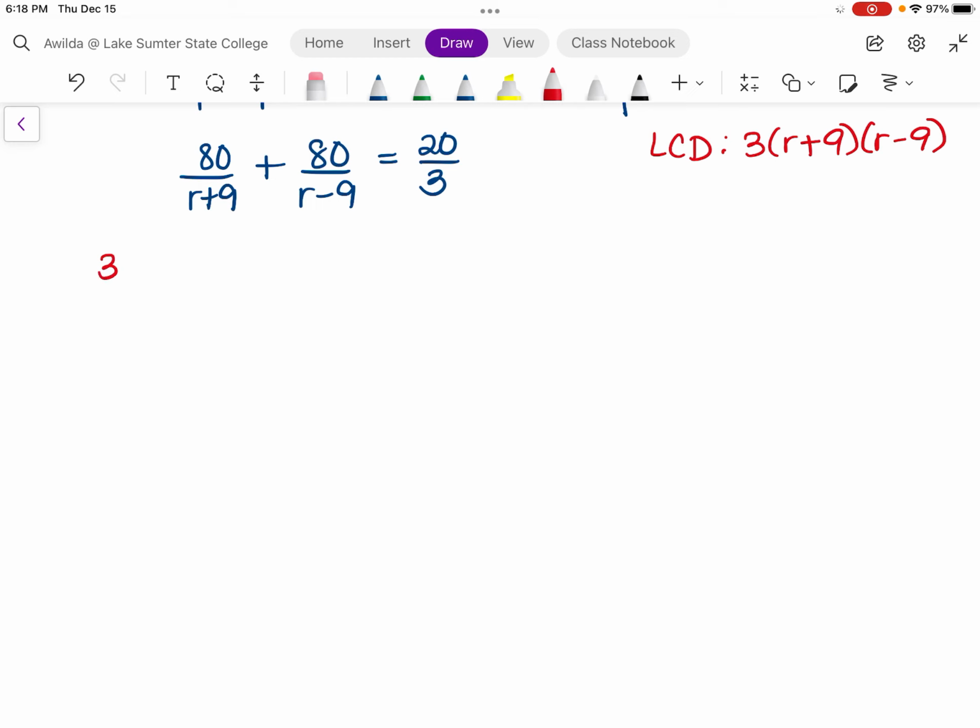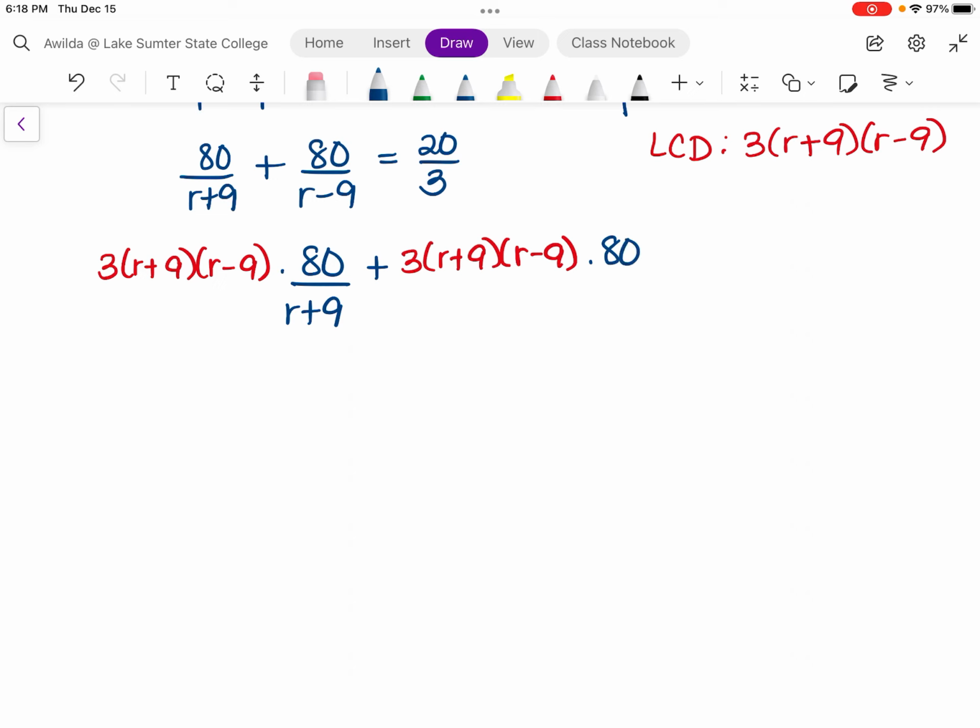So we'll have 3 times r plus 9 times r minus 9 multiplied by 80 over r plus 9, plus, again, 3 times r plus 9 times r minus 9 multiplied by 80 over r minus 9, equal to, and once again, we'll have 3 times r plus 9 times r minus 9 times, in this case, 20 divided by 3.